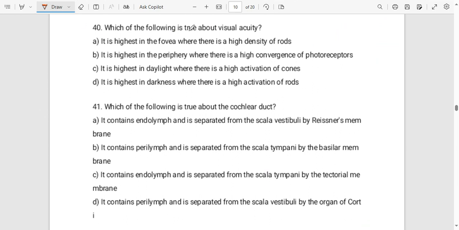The last question, 40. Which of the following is true about visual acuity? Highest in the fovea where there is high density of rods, highest in the periphery where there is a high convergence of photoreceptors, highest in daytime where there is a high activation of cones, highest in darkness where there is high activation of rods. Anyone that can help with this one?